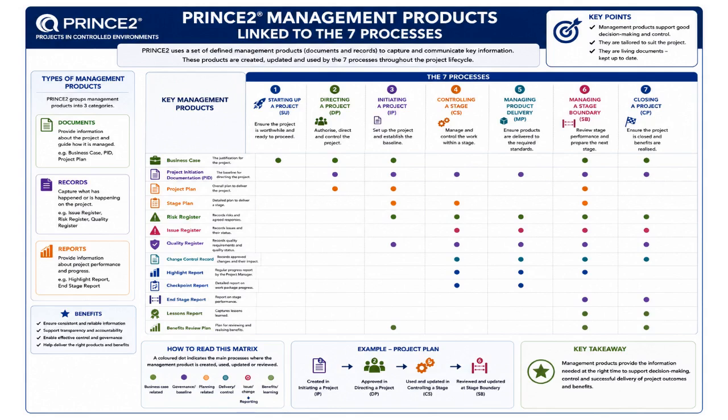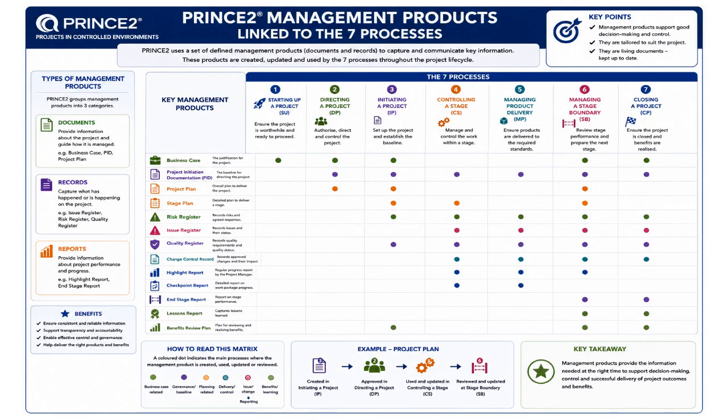The project plan and stage plans provide the roadmap for delivery. The project plan defines the overall project timeline and objectives, while stage plans provide detailed planning for individual phases or stages. These plans are reviewed and updated continuously during delivery and stage boundary reviews.